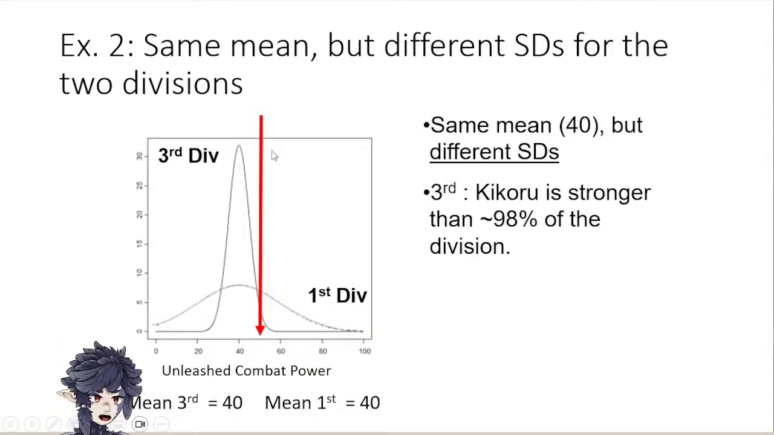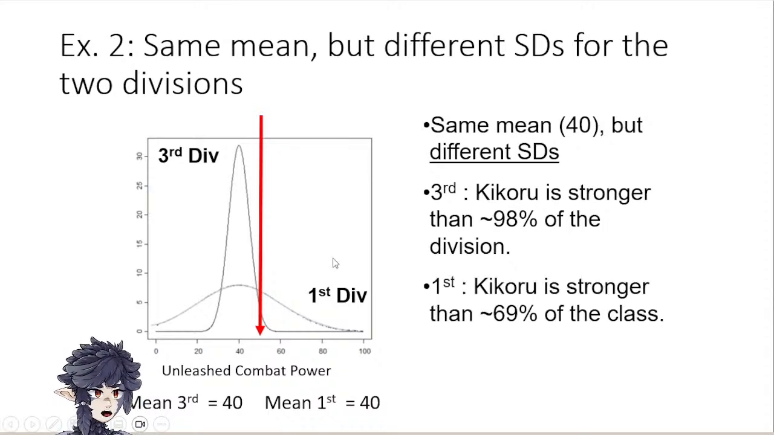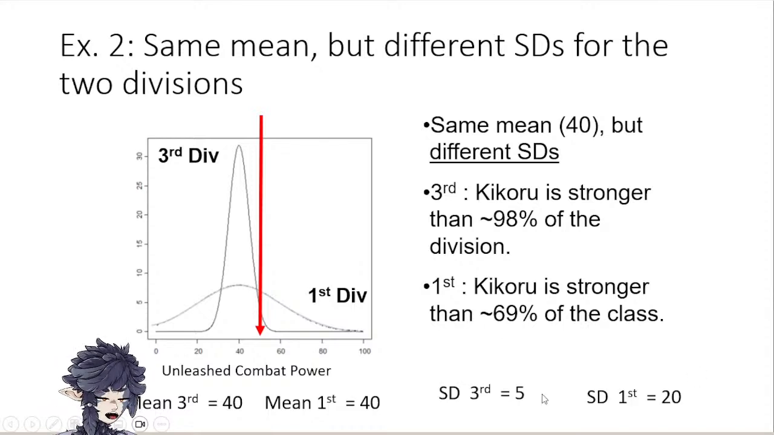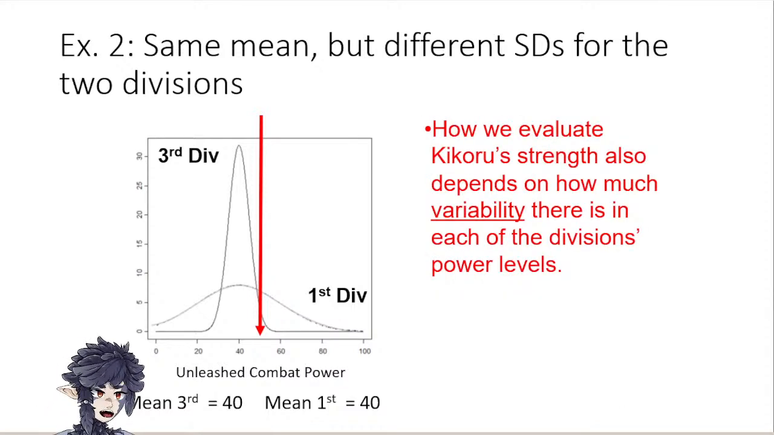In the third division, where we have a very small amount of variance, Hikaru is stronger than 98% of her peers. In the first division, though, where we have a much bigger standard deviation, so let's say the standard deviation in the third division is 5%, but in the first division is 20%. Because the standard deviation becomes bigger, there's a lot more variability in strength in the first division. In that case, Hikaru is only stronger than 69% of her peers. So in this case, changing the standard deviation changes how good or how strong Hikaru looks, right?